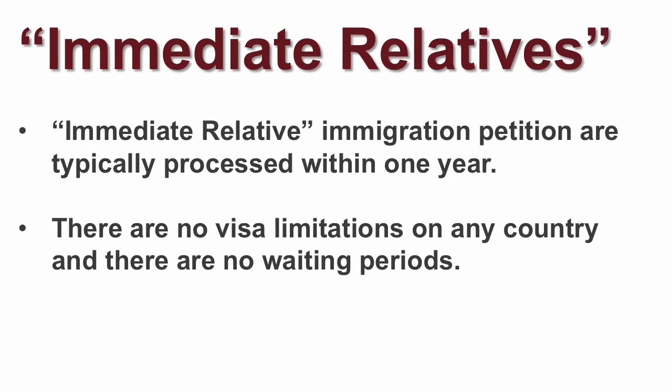The immediate relative classification or immigration petition is typically processed within 1 year, and that's because there are no visa limitations on any country and no waiting periods. So once you file your petition or application, it goes through the processing period, and there is no additional quota or waiting period on top of that. You will see later on how that comes into play.